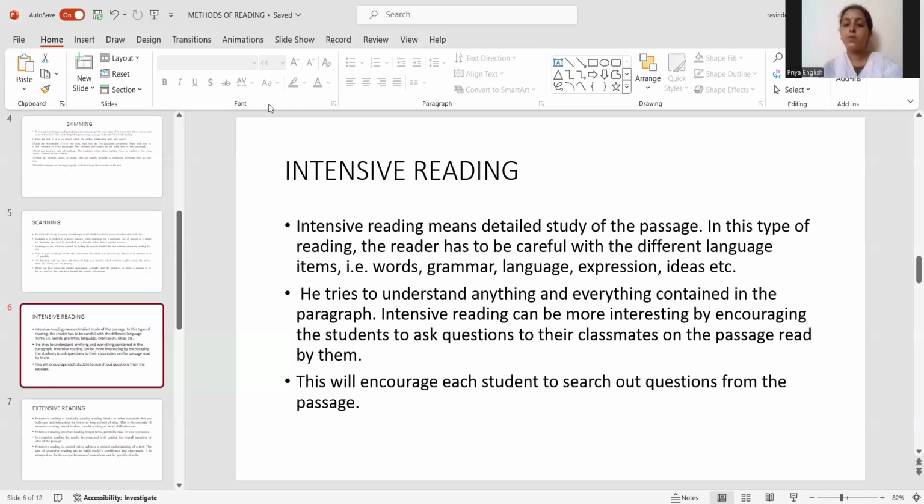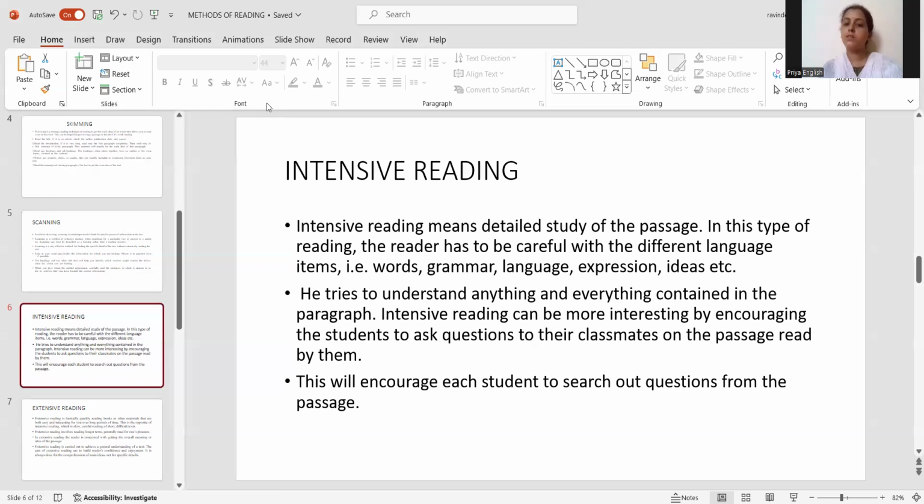So next, what is the purpose? When you are doing intensive reading, you try to understand anything and everything which is there in the paragraph. The main intention behind intensive reading is that you want the complete information, whatever is there in the text has to be understood by you. And for doing this, you need to do careful reading of the text.